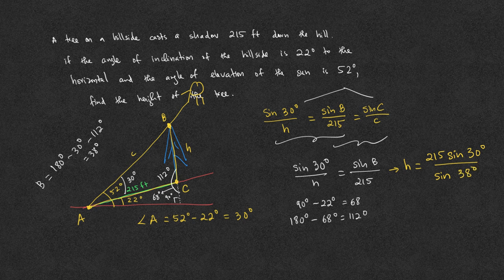Input this into a calculator: 215 sine of 30 degrees divided by sine of 38 degrees. We will get 174.6, which is approximately 175 feet. This is how high the tree is.